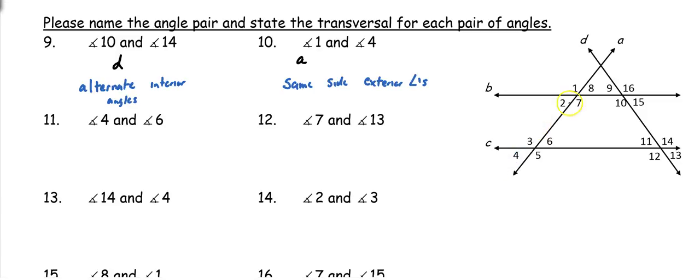Number 11, angle 4 and angle 6. We have to be careful with this one. Angle 4 and angle 6 are in the same group of 4. So the only thing that they could be are vertical or linear pair. So they do not have a transversal. And when I look at them, they're on a diagonal from each other, which means that they have to be vertical angles.